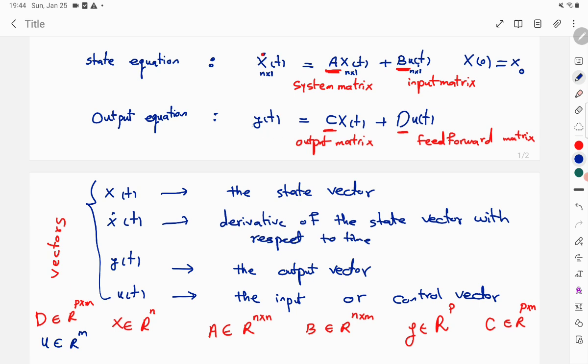For the output, it also depends on the number of measurements. For C, you have to be careful about the dimension of x. X is n by 1, and to be able to multiply C by x, you have to have something by n. This something depends on the number of measurement signals. If you are measuring 1, then you have 1 by n for C. And D also. So you have to be careful about these dimensions. Thank you for listening.